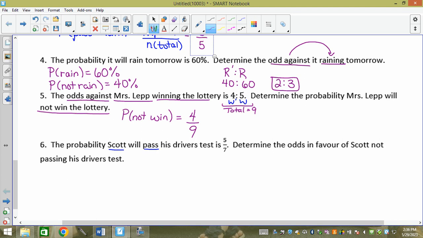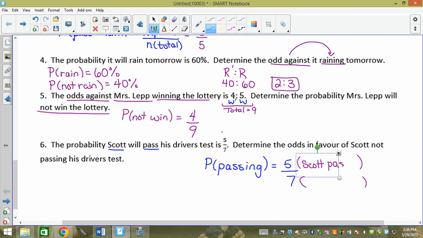So probability Scott will pass. So this is probability of passing, which is 5 out of 7. What does the 5 represent? What does the 7 represent? Scott passing. And what does the 7 represent? The total number of times he's going, right? You got 7 times to pass 5.